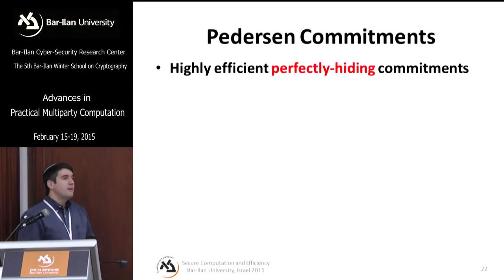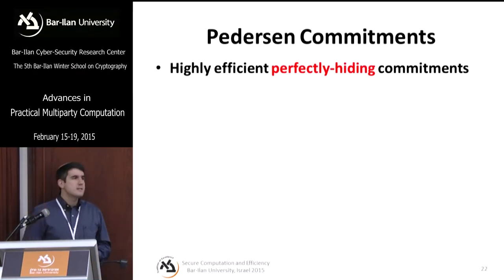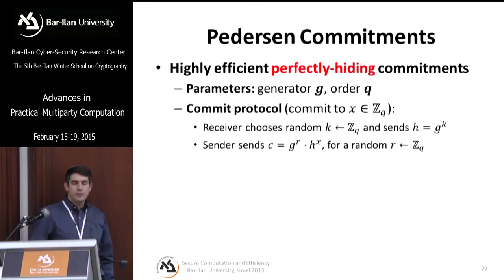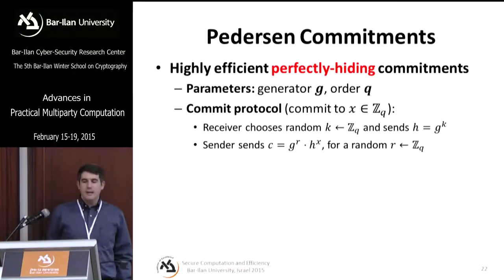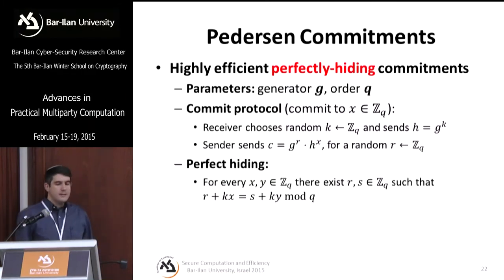How do we do these perfectly hiding commitments? Maybe they're really inefficient? No, actually Pedersen showed us many, many years ago how to do this very, very nicely and efficiently. We have again a group with a generator G and order Q. The commitment protocol is really simple. You choose a random R. In order to commit to a value X, you just simply send G to the R times H to the X. Okay, so you have a random R and just G to the R times H to the X.